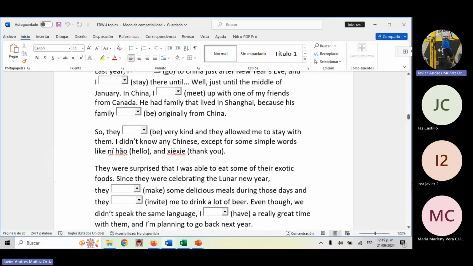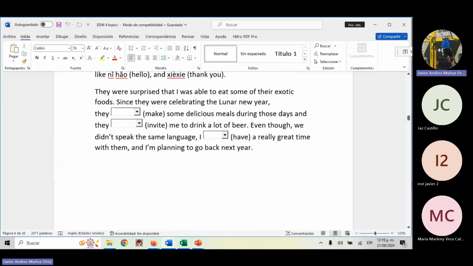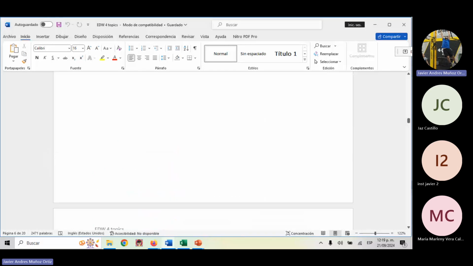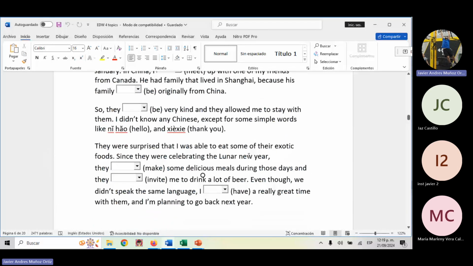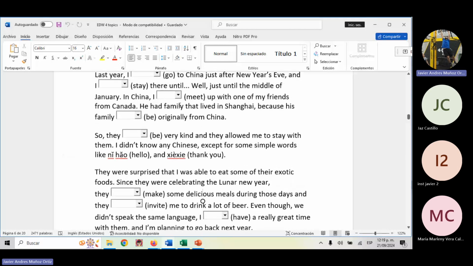This is a story of New Year's Eve, something like that. So I invite you to check this story and check vocabulary, new vocabulary, if something is difficult for you, and additionally to check how to create a story with simple past tense. Okay.